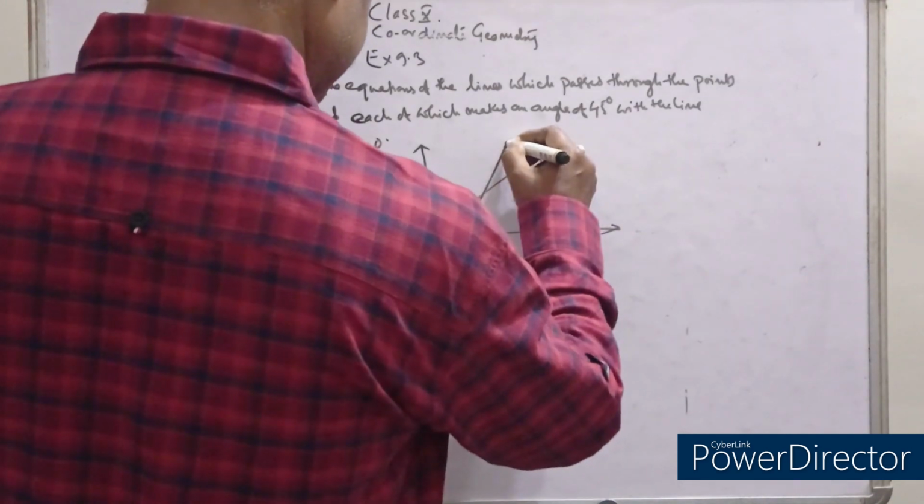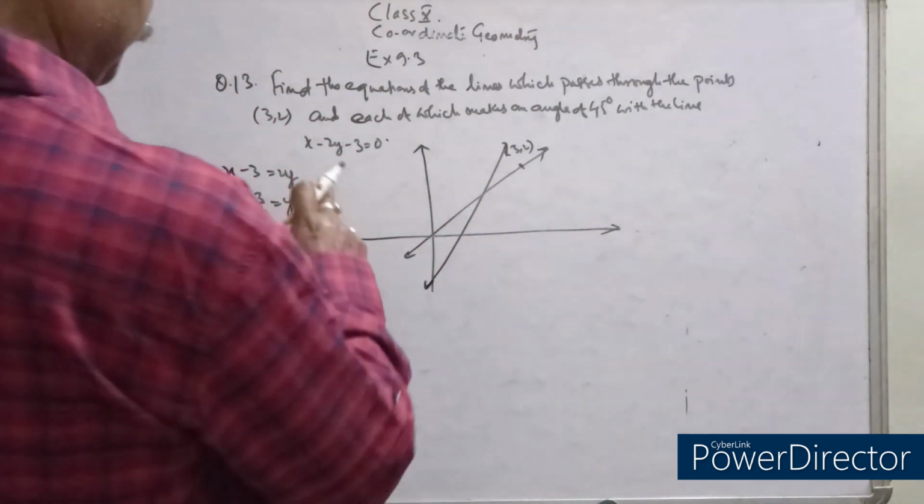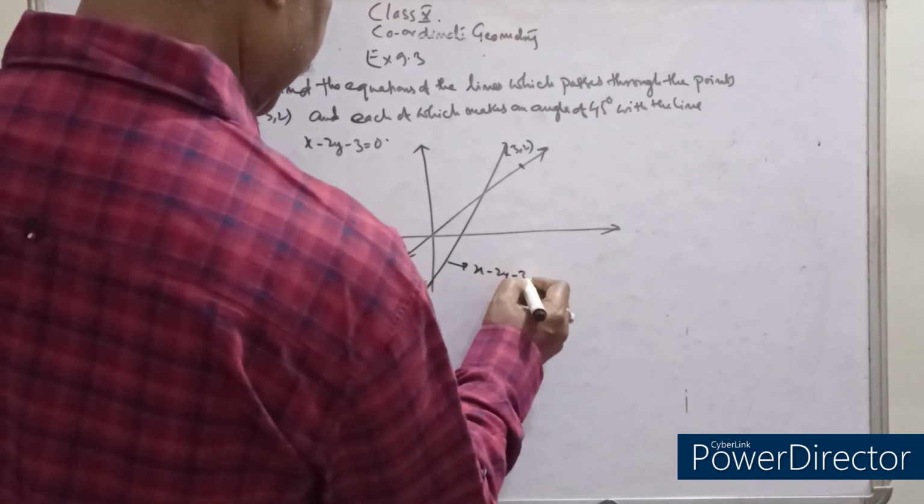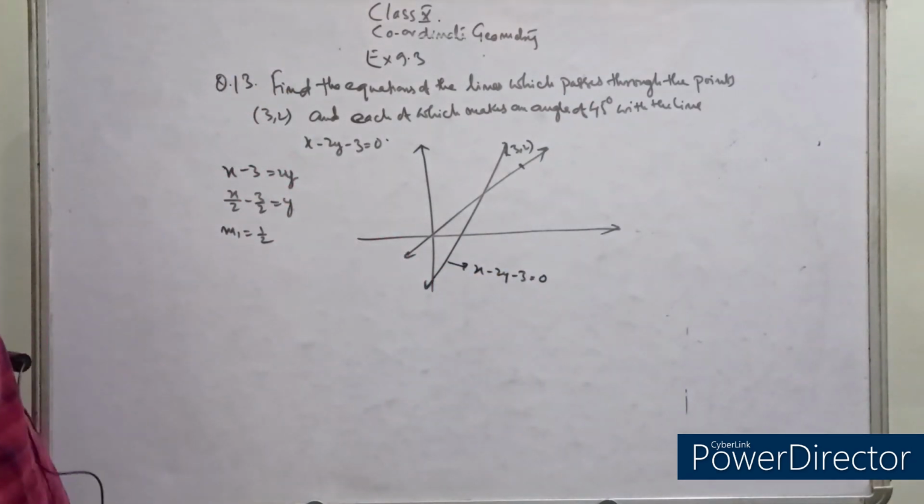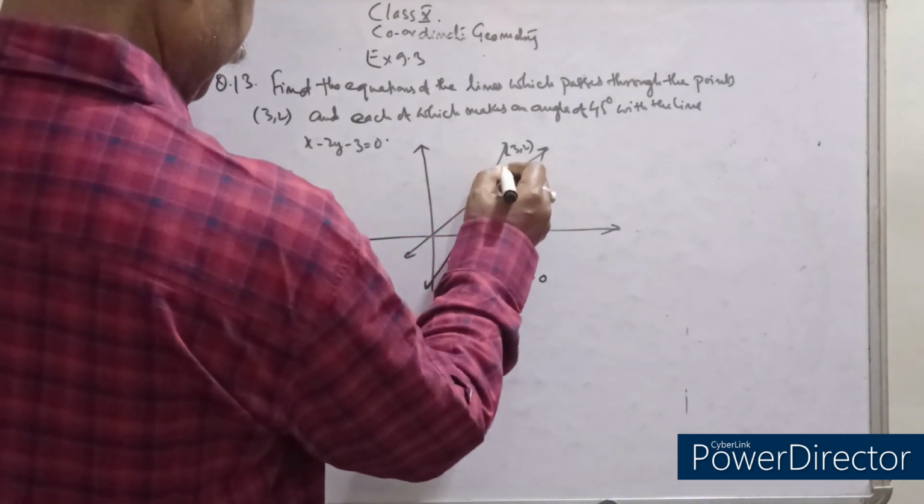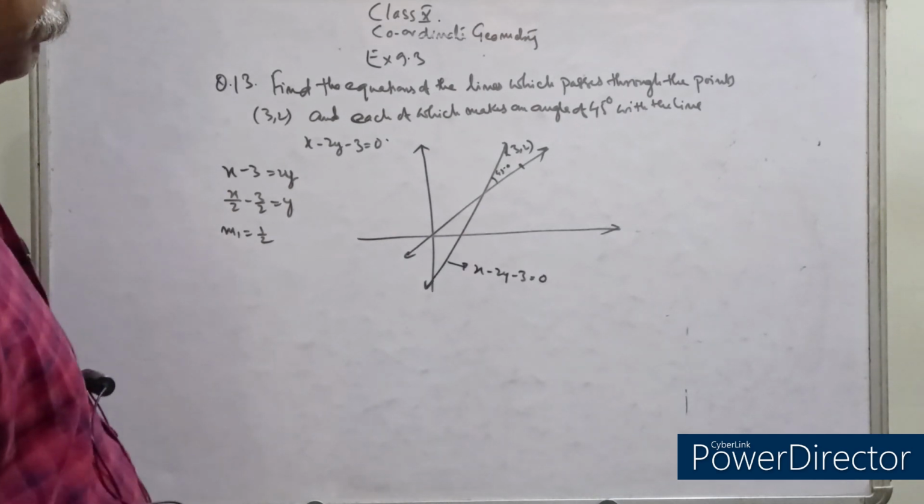Let us take this like this. This is another line, that is x minus 2y minus 3 is equal to 0. And the angle between these two lines is 45 degree.